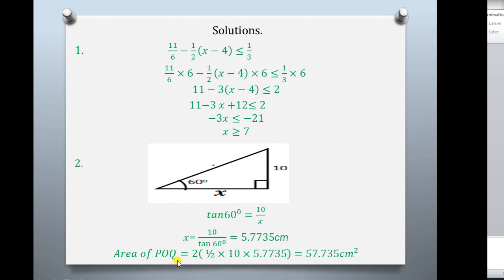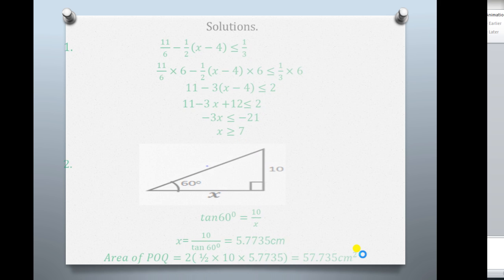So if we come to the area now, the area of POQ is going to be thrice the area of this triangle. But remember, the area of this triangle is going to be a half times its base, which is 10, times the height, which is the value of x we obtained. Then you multiply by 2 simply because this is a half of our triangle PQO. And if you do so, you get 57.735 square centimeters. Let's move on to question 3.